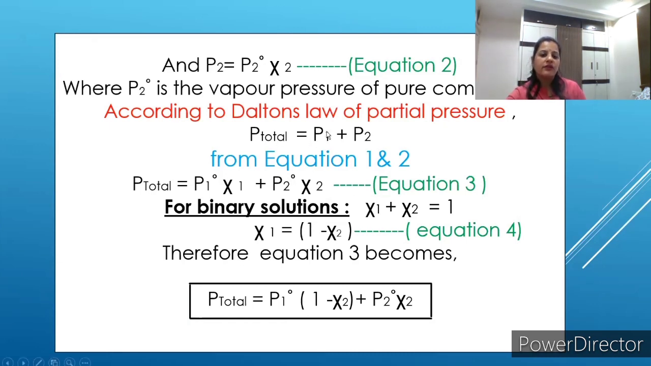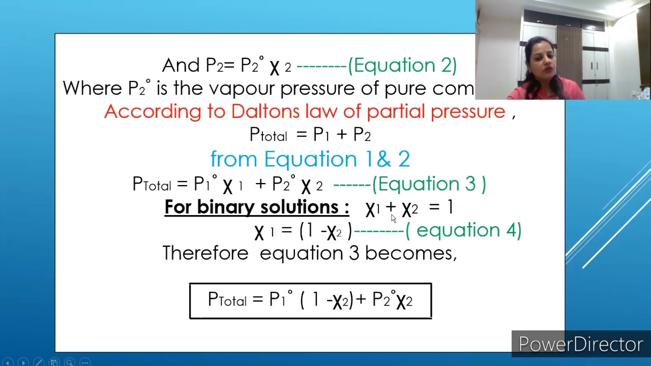So P total is nothing but P1 plus P2, which means the partial pressure of component 1 plus the partial pressure of component 2 makes the total pressure over the solution. So from these two equations, P1 is equal to P1 naught into x1 and P2 is equal to P2 naught into x2, I will get P total is equal to P1 naught into x1 plus P2 naught into x2.